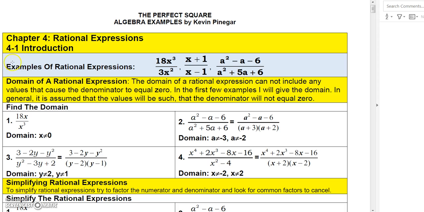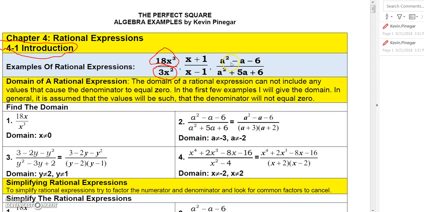We're just going to focus on an introduction to rational expressions right now. And so let me just remind you, what is a rational expression? A rational expression is an expression that can be written as a fraction where the numerator and the denominator are polynomials. So for instance, 18x cubed over 3x squared, you have a polynomial in the numerator and a polynomial in the denominator. x plus 1 over x minus 1, again you have a polynomial in the numerator and a polynomial in the denominator.